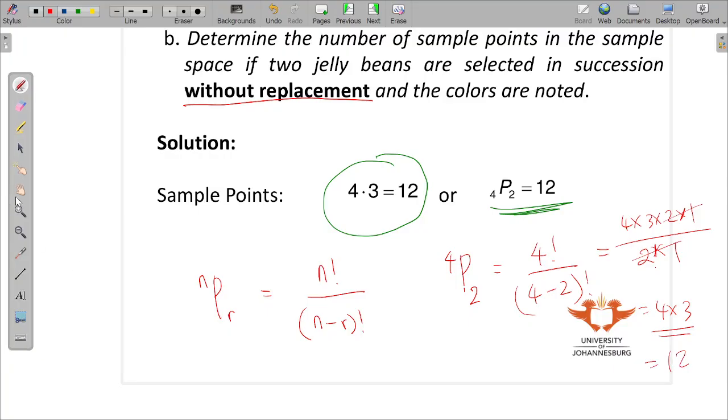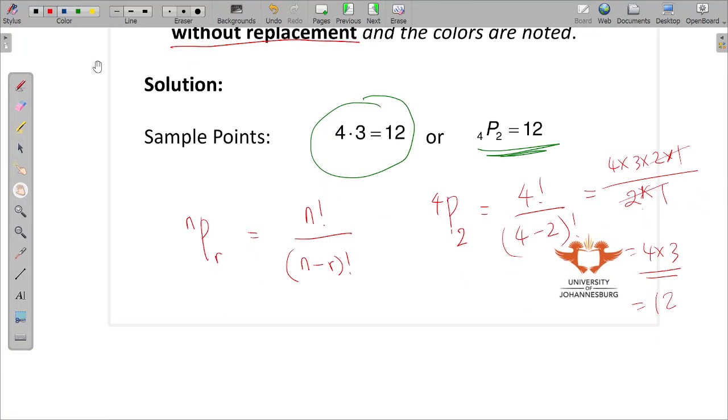Permutation has to do with arrangement, and you can write it in different ways, for example n permutation r, written with P.